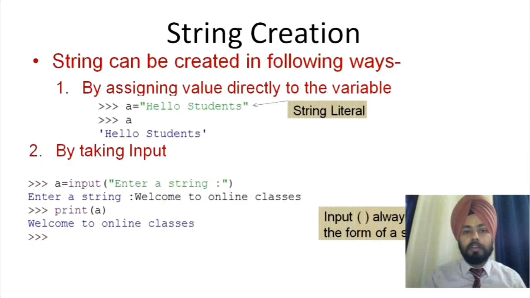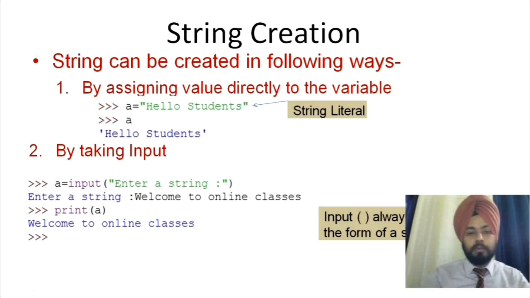String creation. A string can be created in the following ways. The first way is by assigning values directly to variables. Here I have taken a variable named a and the value of a is hello student. When I take the output, the output comes as hello student. And with the help of input, enter a string: welcome to the online classes, print a, welcome to the online classes.